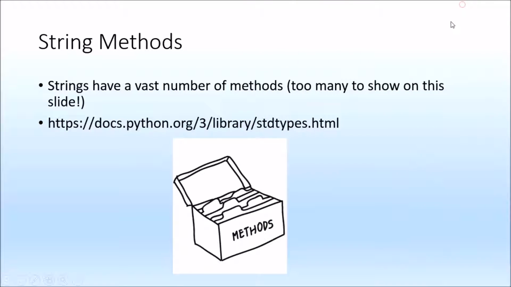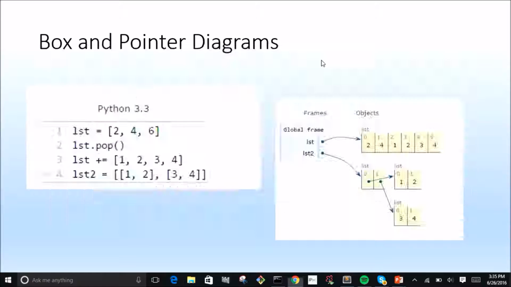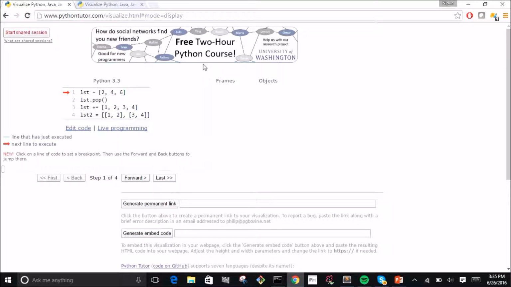Anyway, the next thing I want to talk about is the box and pointer diagram, which is a very important concept when you want to understand exactly how lists work. So the best way to demonstrate this is to go into Python Tutor and look at some examples. When we define a list, remember a list is an object as we just learned. So we're going to make an object pointing to 2, 4, 6. So this is what a list looks like as an object.